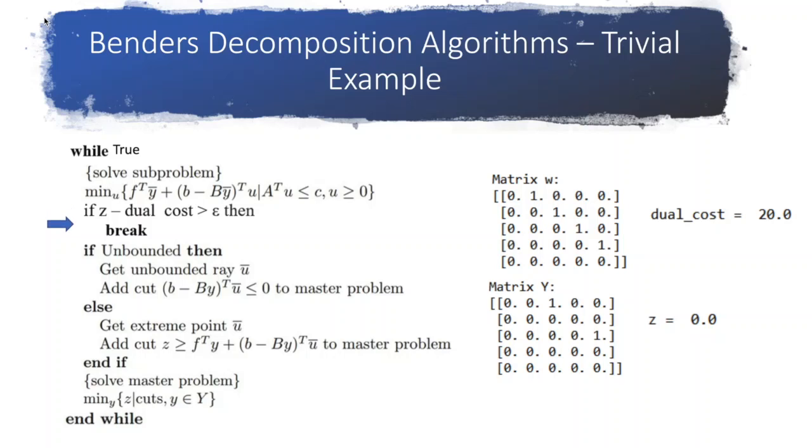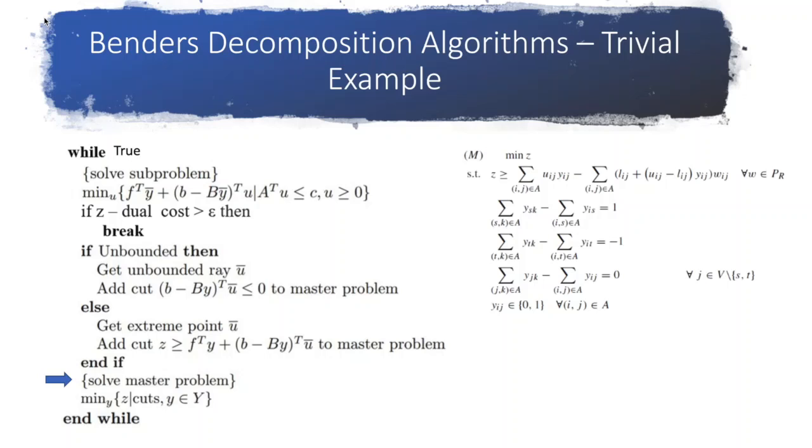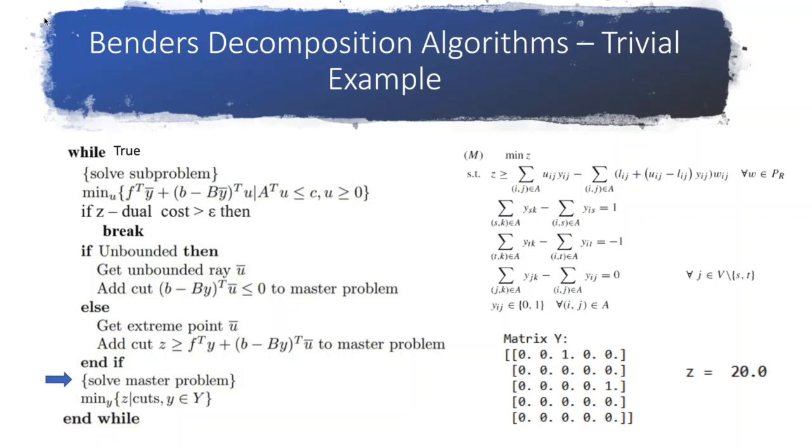Then we ask if the subproblem was unbounded. No, it was bounded, so we can skip the next two lines. So we have a new extreme point and a new cut, just like last iteration. Now we solve the master problem again. This time we have two extreme points in set PR, and z needs to be bigger than both of these constraints. The solution to the master problem is a matrix Y and an updated z value of 20.